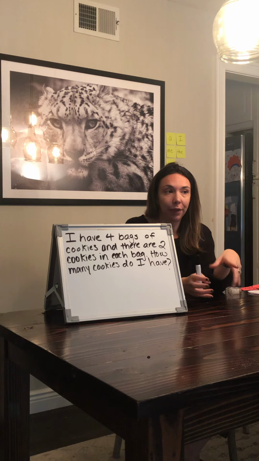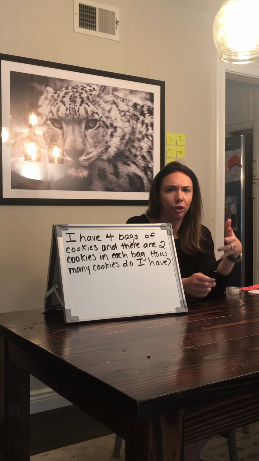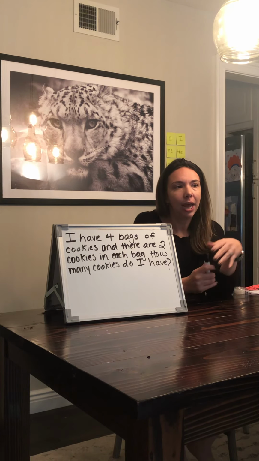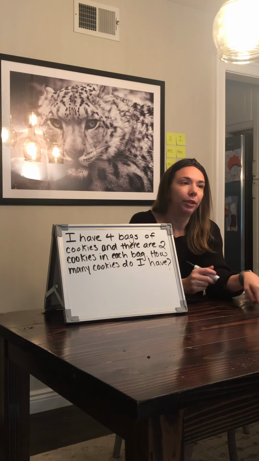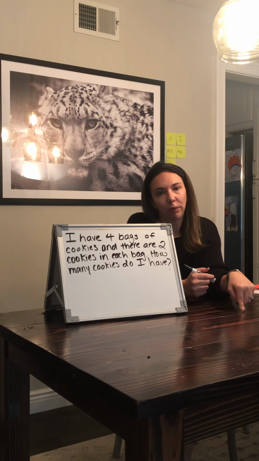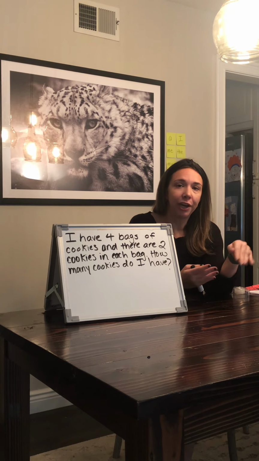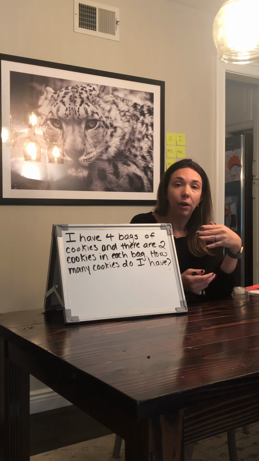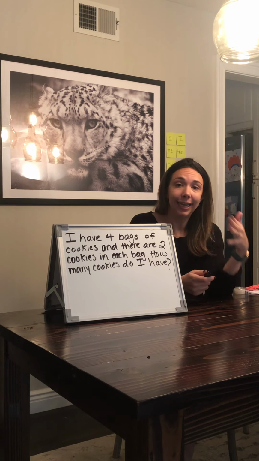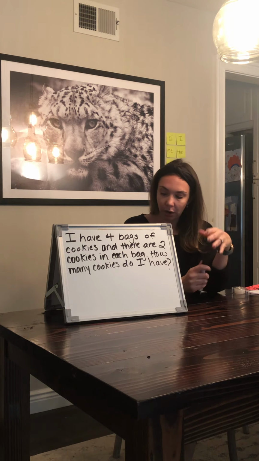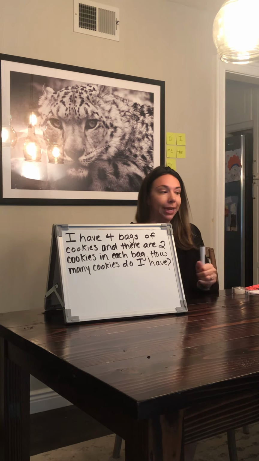Multiplication is grouping together numbers to more efficiently find the total. So when I say efficiently, I mean we're not counting 1, 2, 3, 4. That takes a very long time. So when you multiply, you're able to get the total more efficiently, easier. Okay, so today we're going to talk about making equal groups.